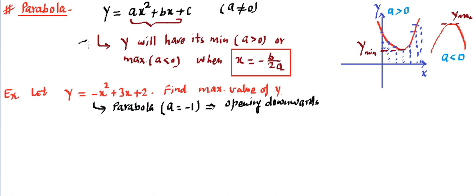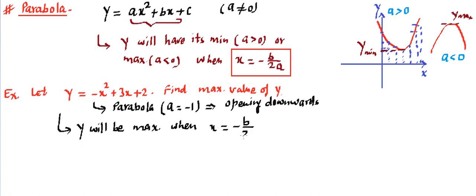Now what this point simply says is that any parabolic relation will have a minimum or maximum value depending upon a, when x is this. So we need to put the value of x like this. So we will say y will be maximum when x is equal to minus b by 2a.